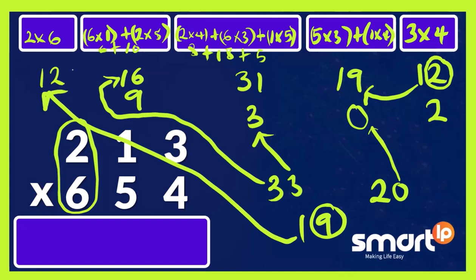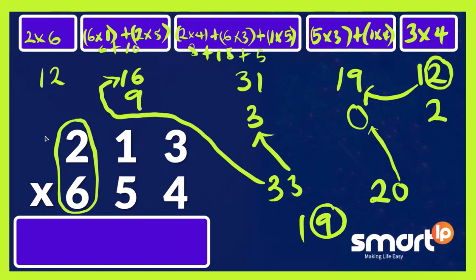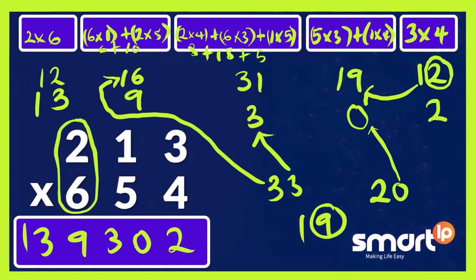So we add the 1 to the 12. So that is 1 plus 12. That is going to give us 13. Since that is the last thing we're doing there, we can write 13. So our final answer is 139,302. Let's look at the second example.